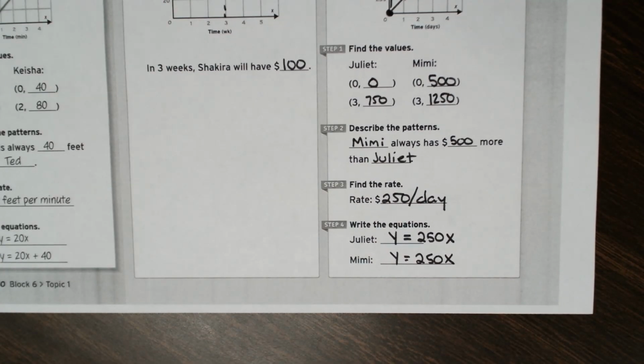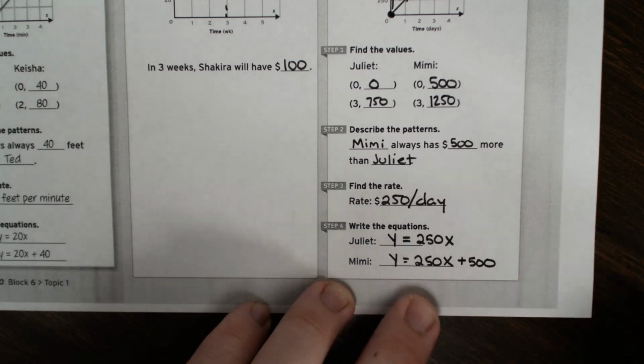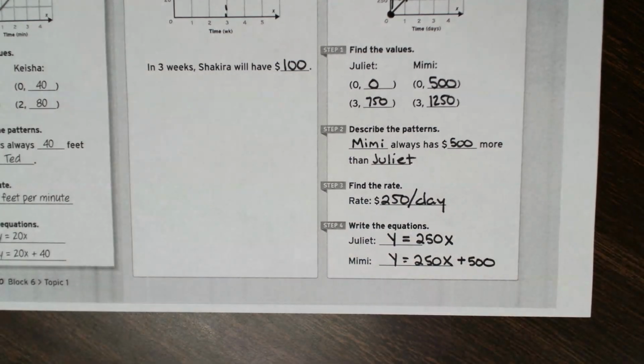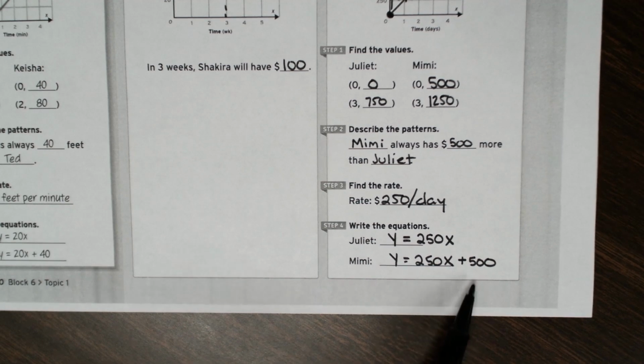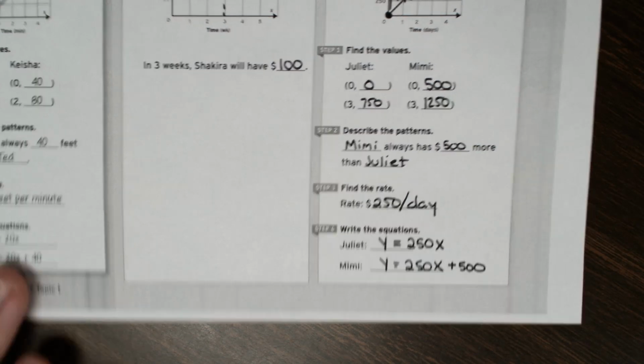But how do you, oh, don't flip that paper over quite yet. How do you think we signify that Mimi had that $500 bonus? Just write plus 500. That's the only difference in those two equations. Whenever you've hiked the graph up by $500, you just put plus whatever that is. Any questions on that?